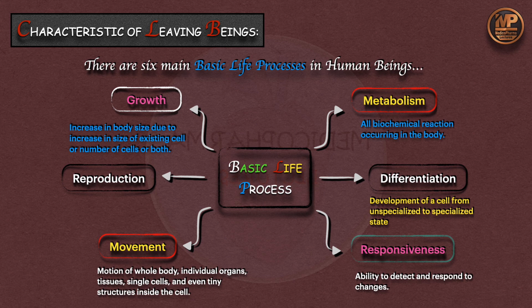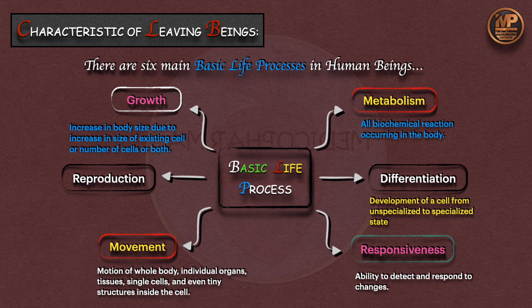Differentiation means the development of a cell from unspecialized to a specialized cell. For example, stem cells are present in every organ and they are unspecialized cells. Whenever it is required, it can transform into a specialized cell. For example, it may change into a cardiac cell or muscle cell, right?